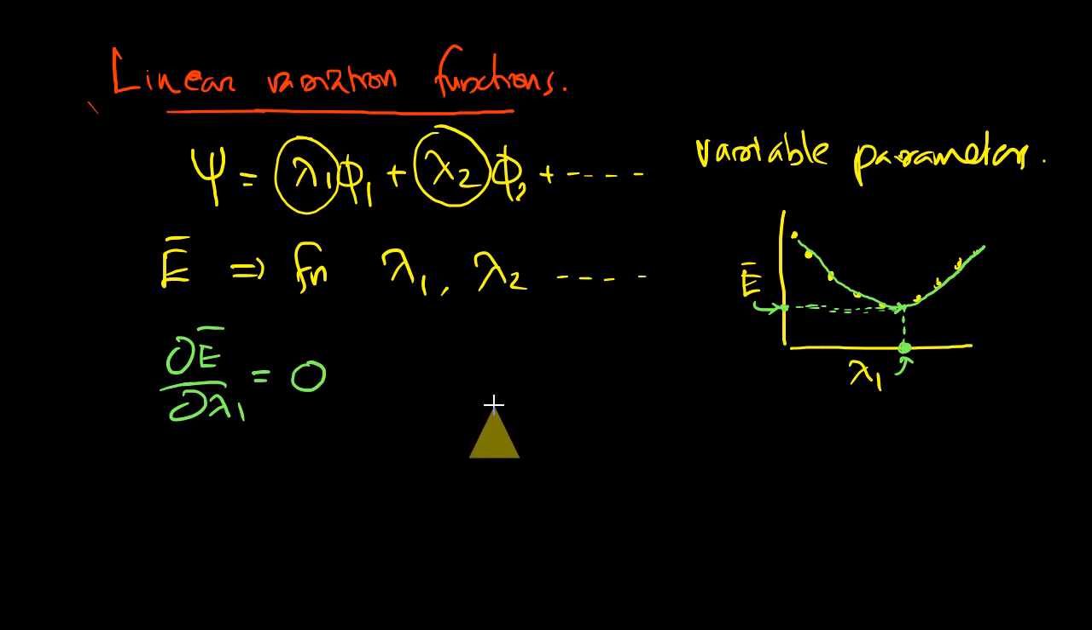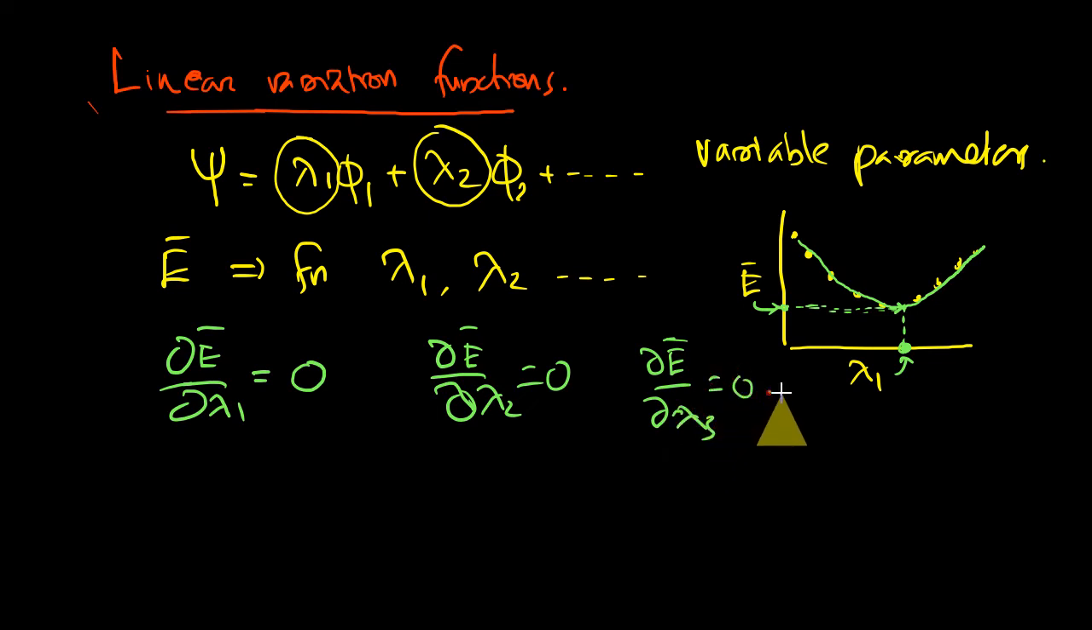That is what I was mentioning in the last part of the previous class. We are going to choose a trial wave function containing the variable parameters lambda 1, lambda 2, etc. And then we find the expectation value. Then we go for a minimization process so that dou E bar by dou lambda 1 is equal to 0, like that dou E bar by dou lambda 2 is equal to 0, and dou E bar by dou lambda 3 is equal to 0, etc.